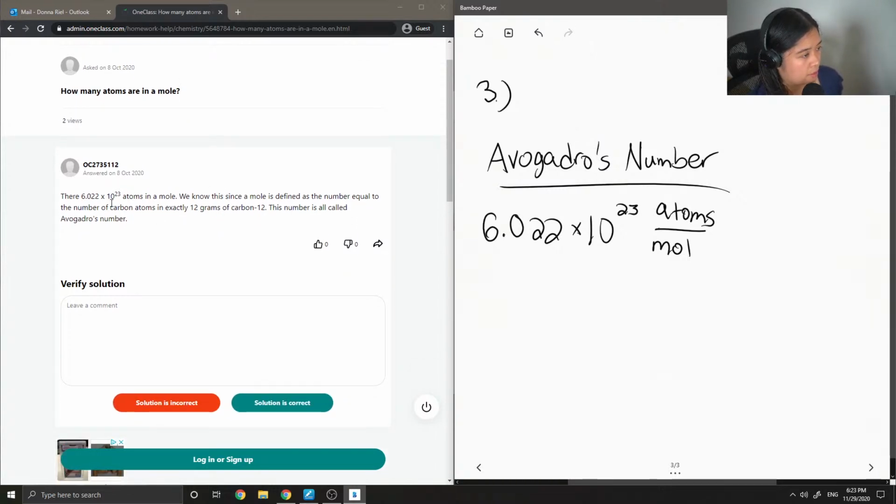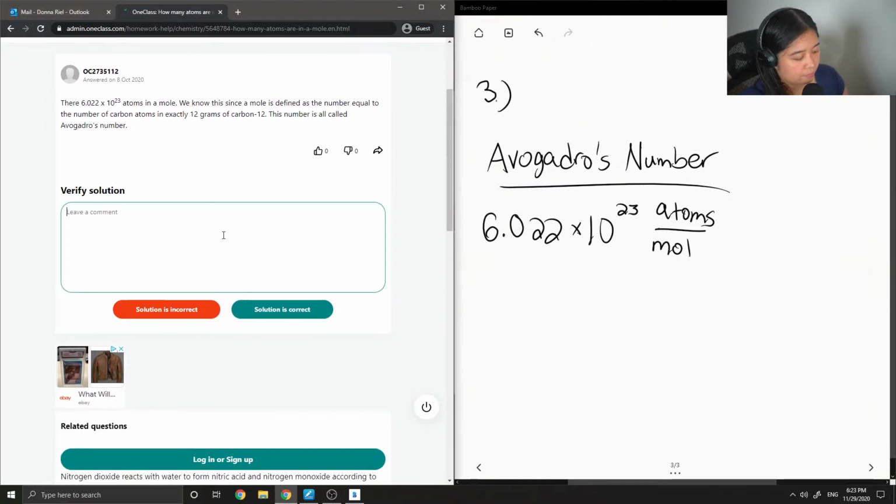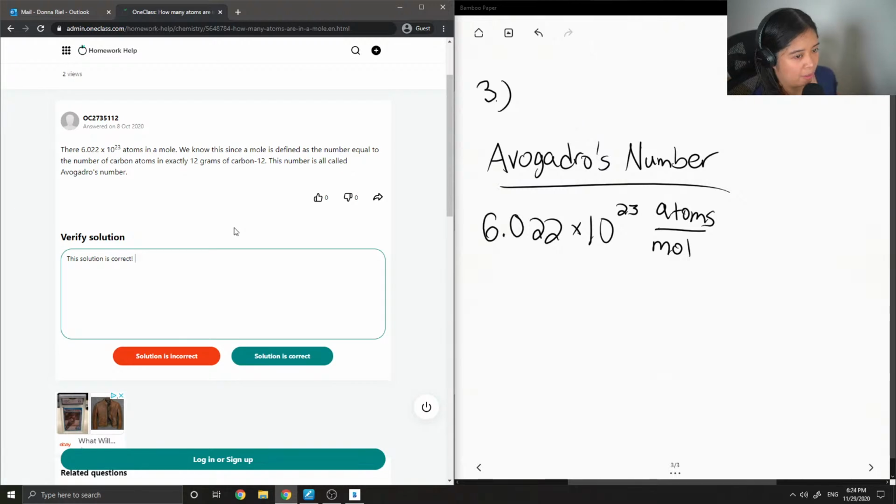So the junior tutor said there are 6.022 times 10 to the 23 atoms in a mole. We know this since a mole is defined as the number equal to the number of carbon atoms in exactly 12 grams of carbon-12. This number is also called Avogadro's number. Yep, so this solution is correct. They also gave some background on where they got the number from. That's pretty cool.